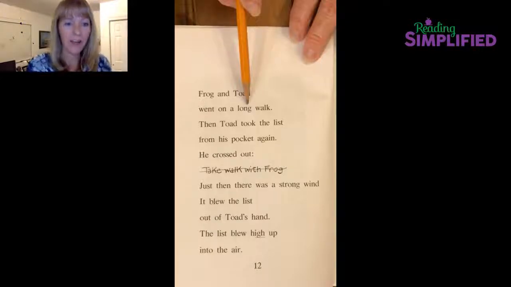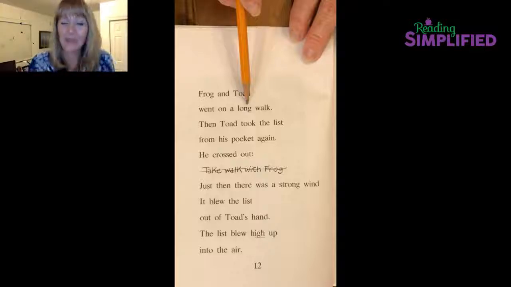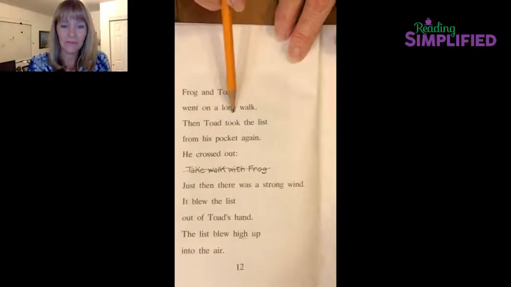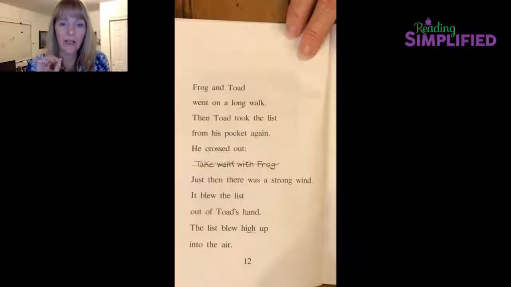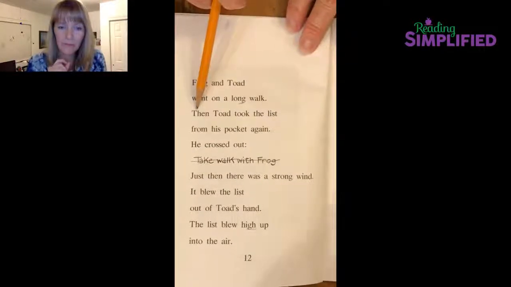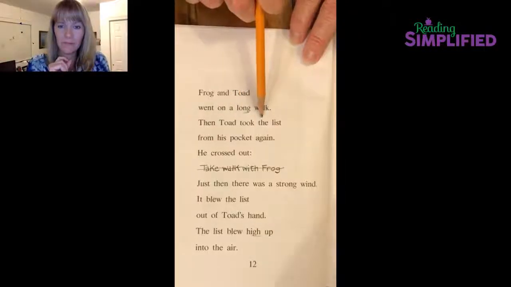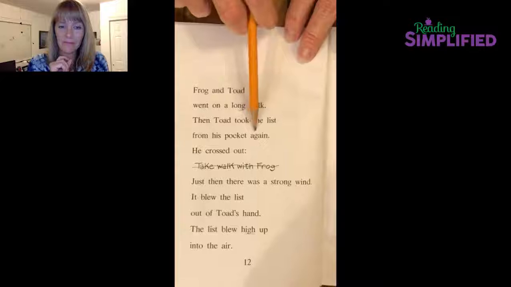He went on a log, and actually, doesn't that make sense? Frog and Toad went on a log. Doesn't make sense to you guys because you know what the next word is, but his eyes probably haven't gotten there yet. Long. This is just, it's kind of in your nose. So I just gave him the long walk. Walk. Mm-hmm.